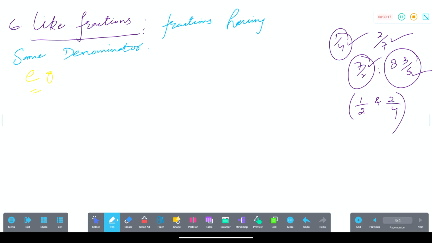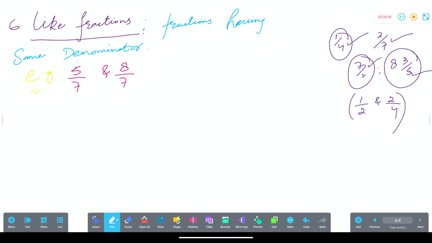Example: I am taking 5 by 7. If you take it alone, it is a proper fraction, but you cannot call it a like fraction by itself. You have to take one more fraction, 8 by 7. See, this is a proper fraction, this is improper, but their denominator is the same. They are both like. We can call them like.